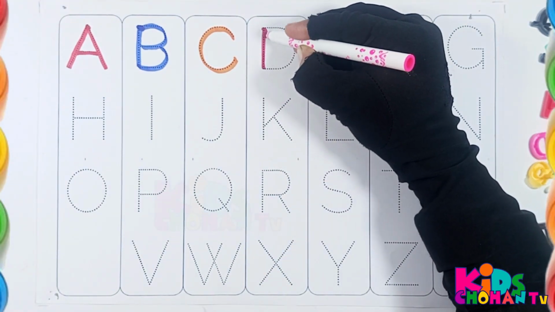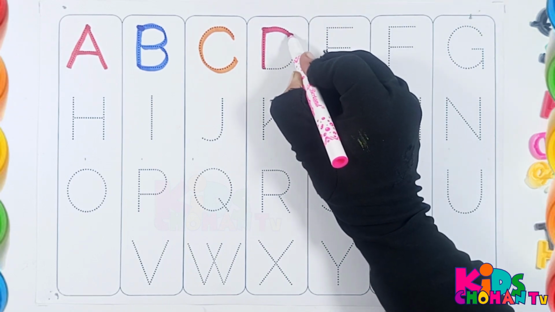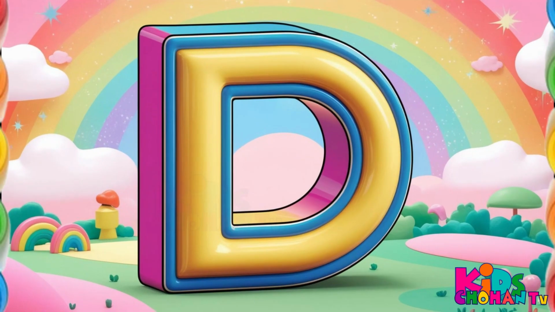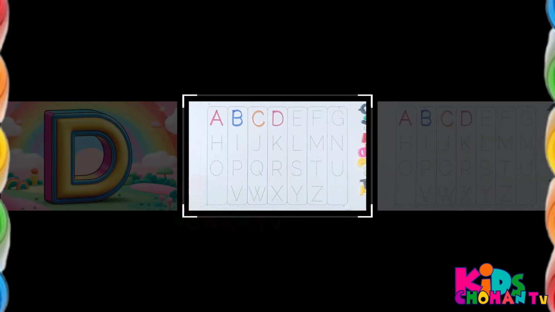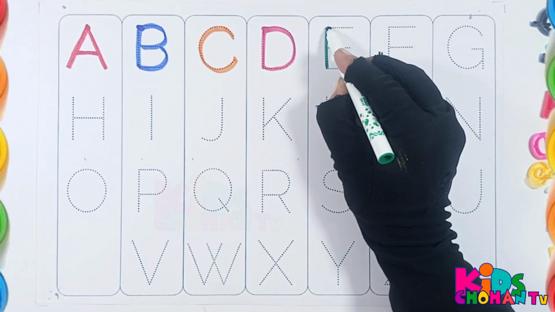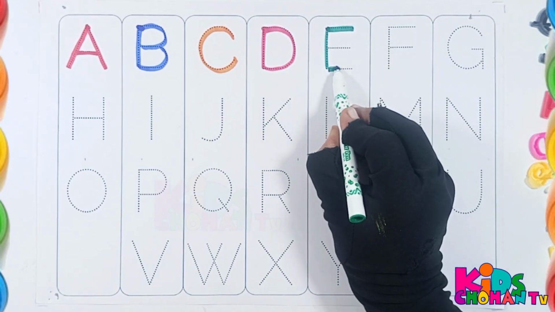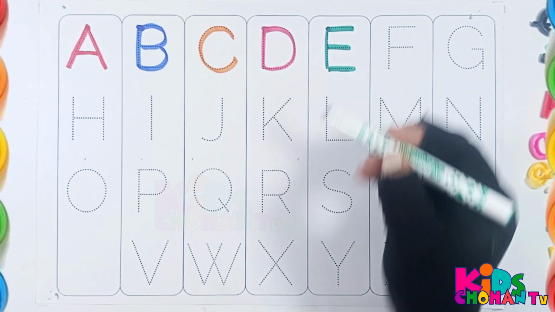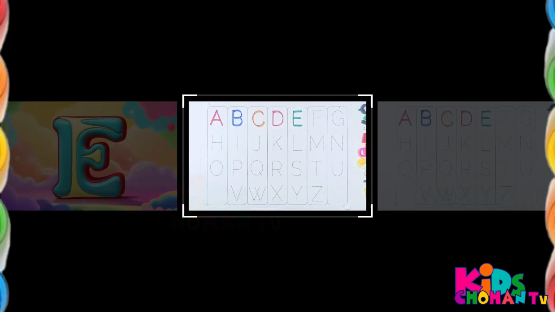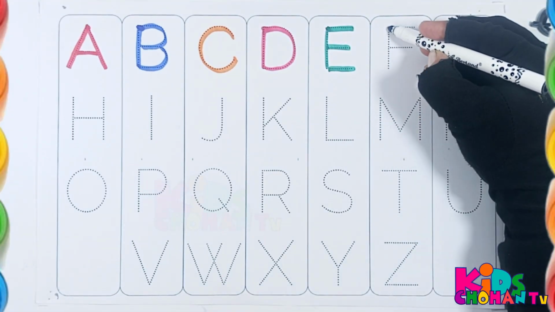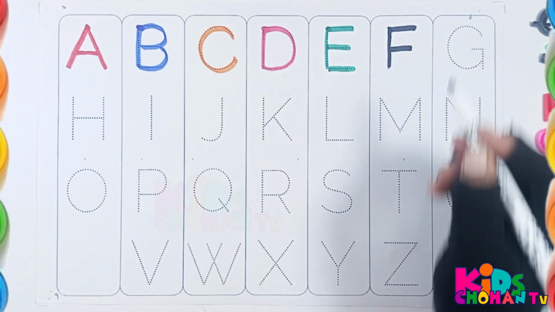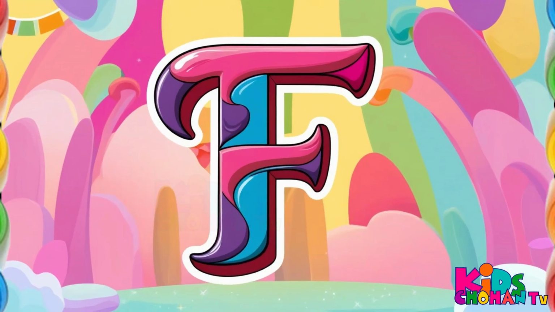D. D is for dog. E. E is for elephant. F. F is for fish.